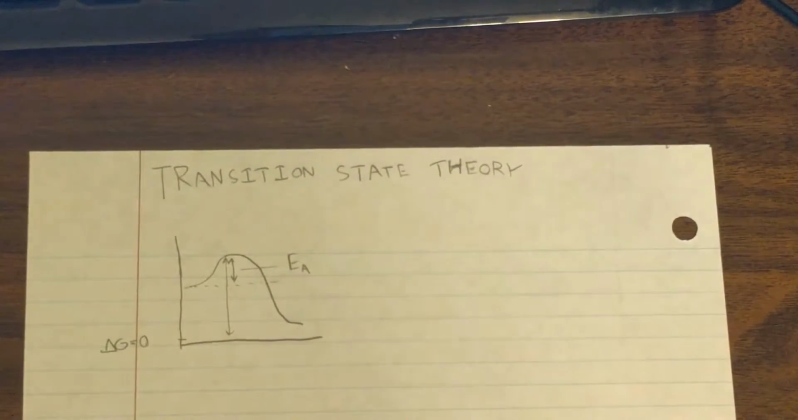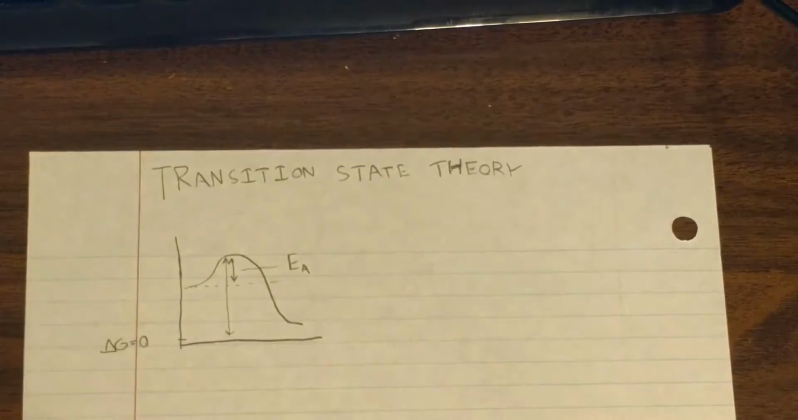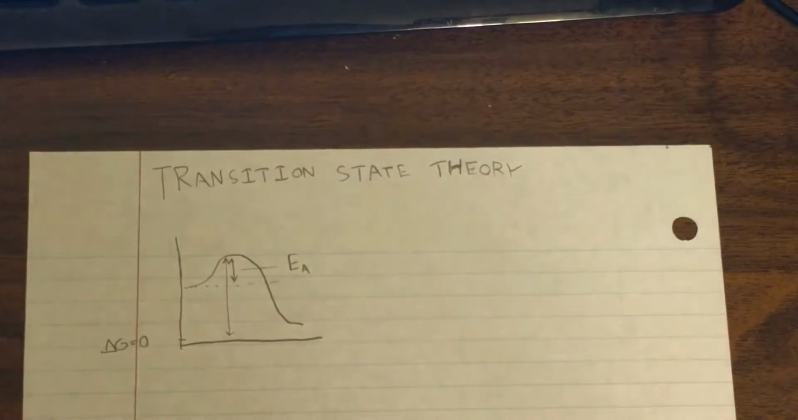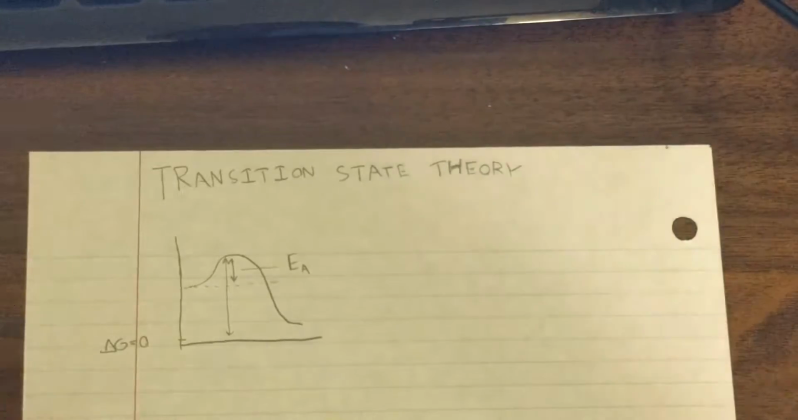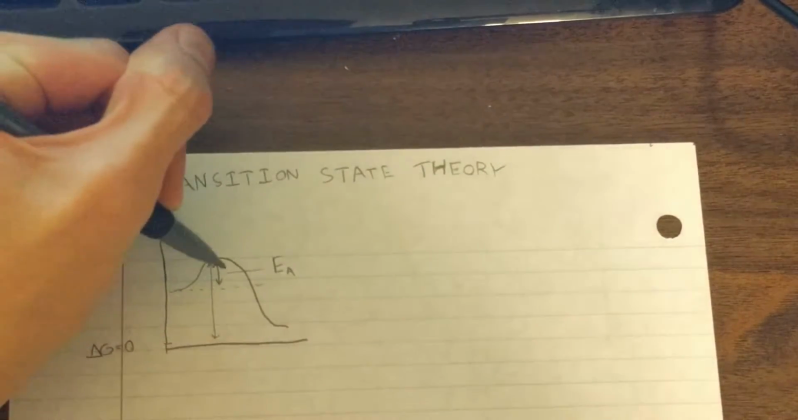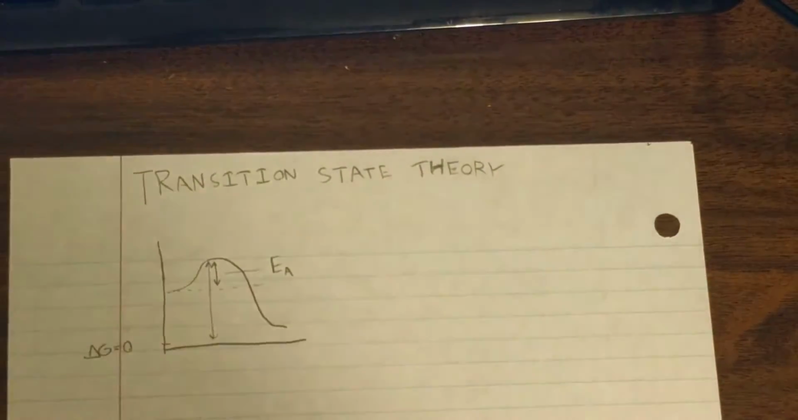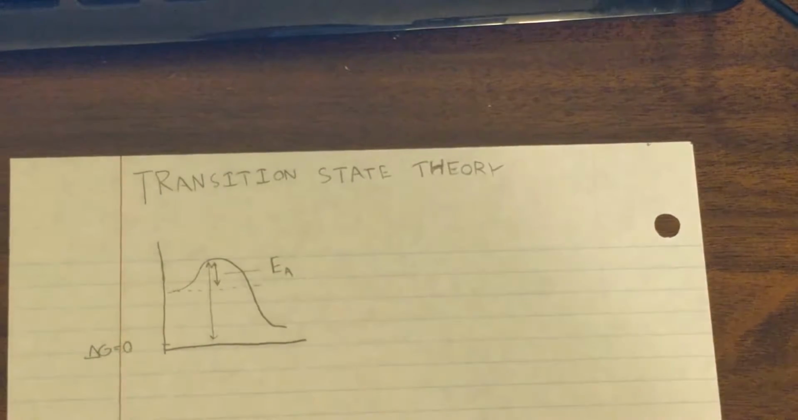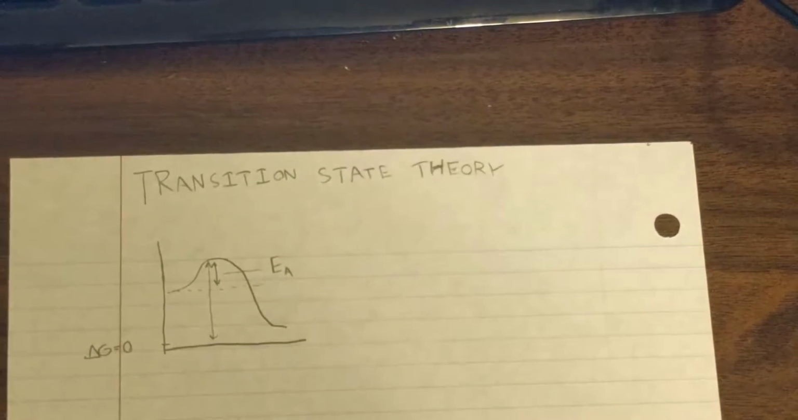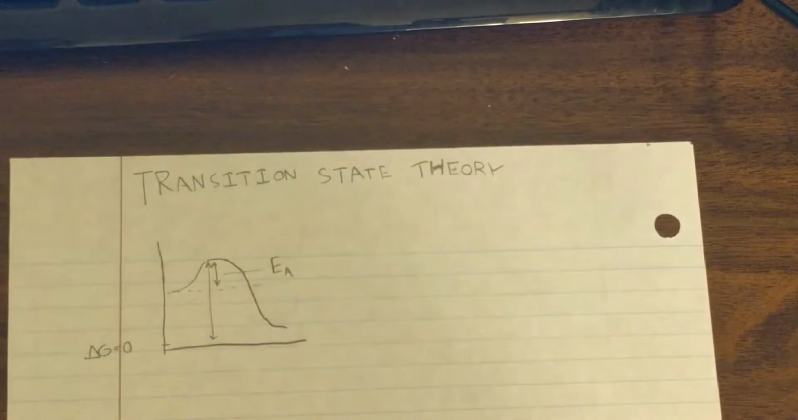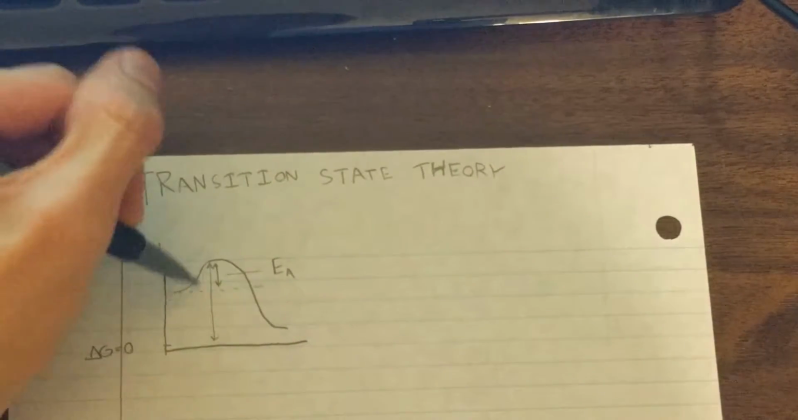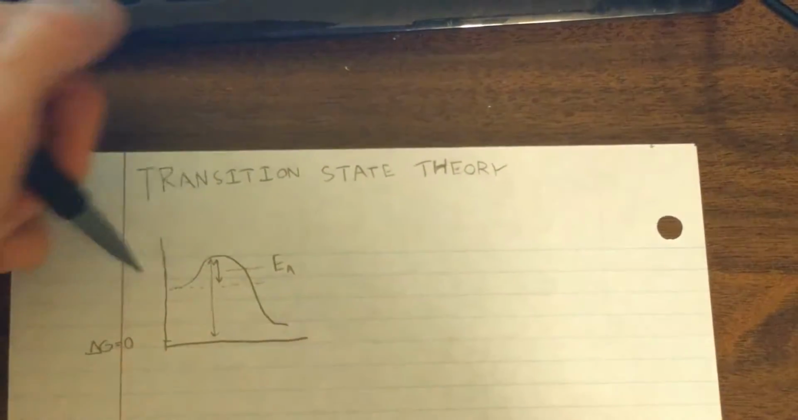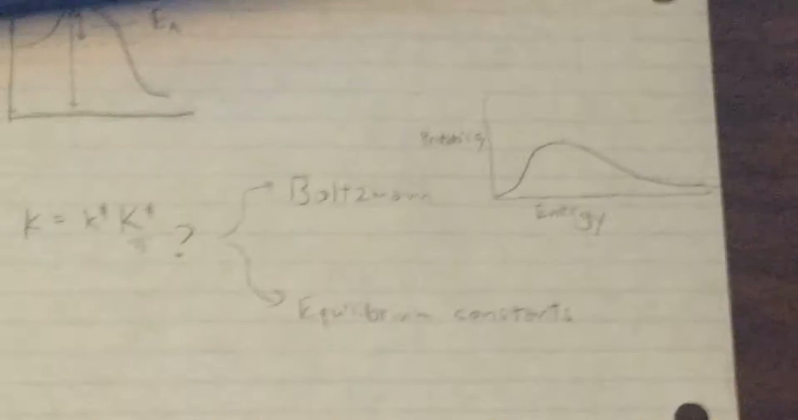The equation we derive relates the rate constant K of a reaction to the free energy of the transition state. This is not the activation energy, as in the Arrhenius equation. Activation energy is the difference between the free energy of the reactants and the transition state. Transition state theory wants to look at the absolute free energy of the transition state.